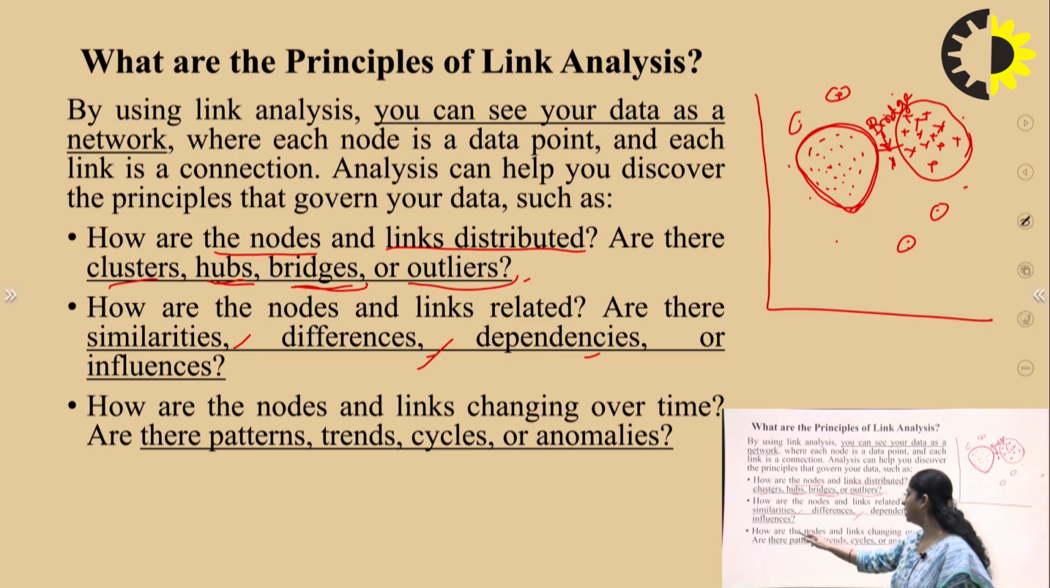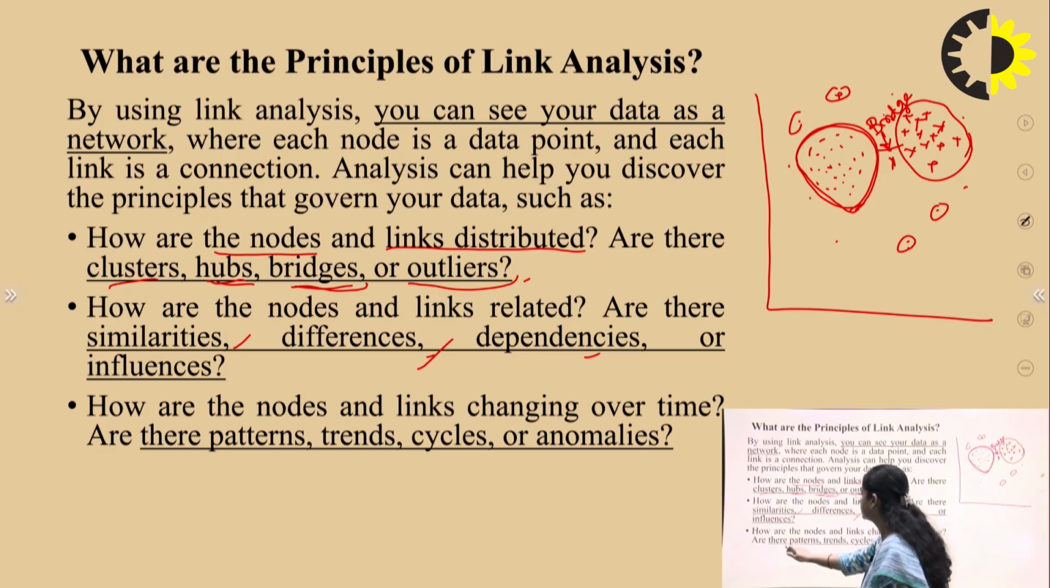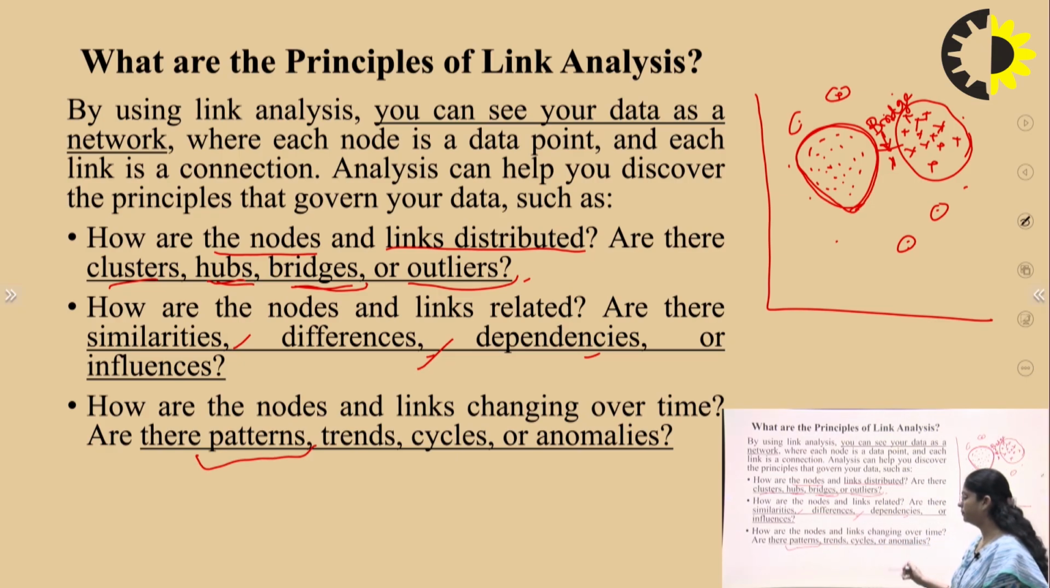Next, how are the nodes and links changing over time? So how are they changing? Are there any patterns, trends, cycles or anomalies? Pattern, if something is repeating after some time. Trend, cycle, that there is a particular cycle of doing something, or anomalies.